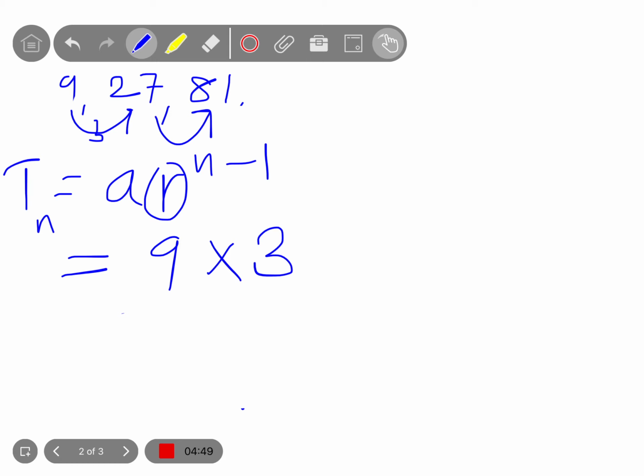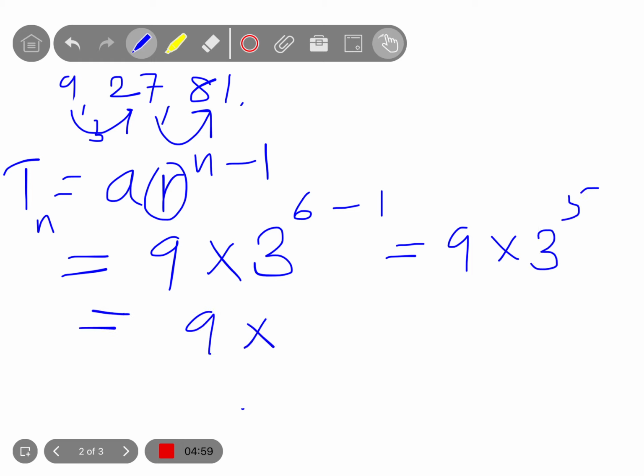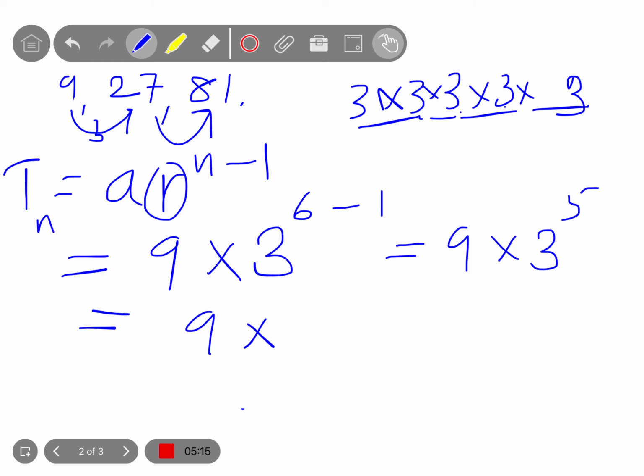n is the term that we need: the sixth, the seventh, or the eighth. Now they are asking the sixth value, so this should be 6 minus 1. So that is 9 times 3 to the power of 5. Now we need to find 3 to the power of 5, right? We know 3 times 3 times 3 times 3, 1, 2, 3, 4, and another time. 3 times 3 is 9. 9 times 3 is 27. 27 times 3 is 81. 81 times 3 is 243.